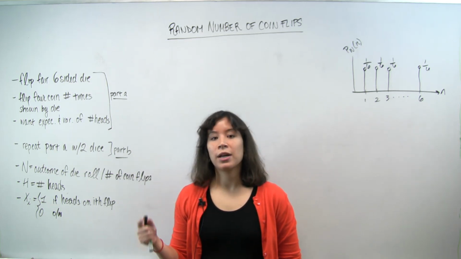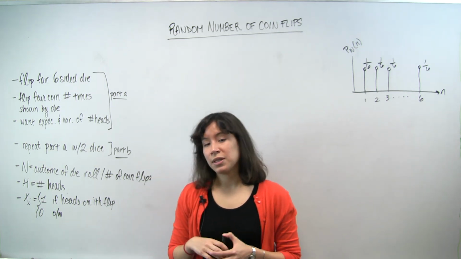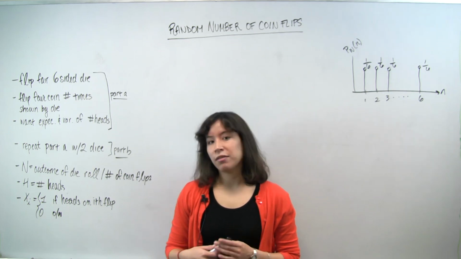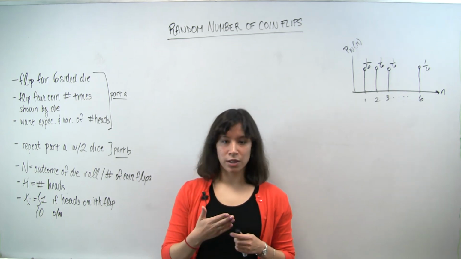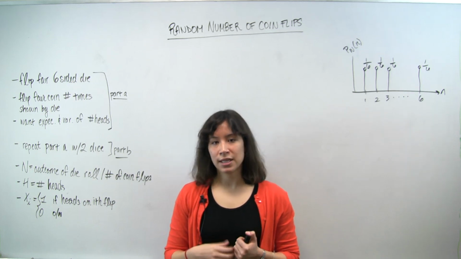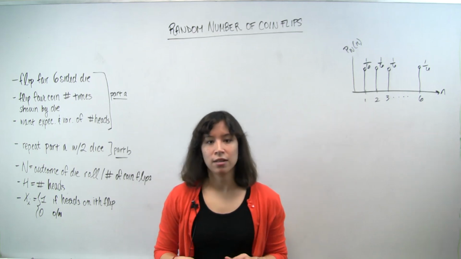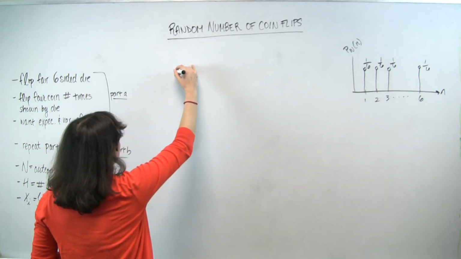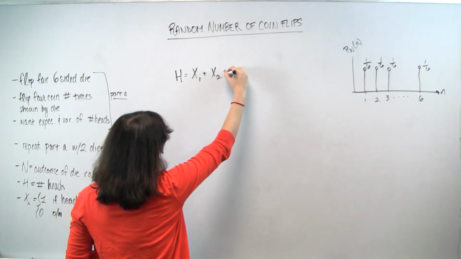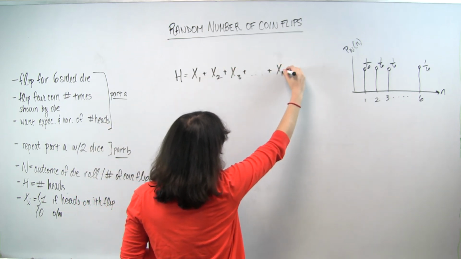If it's heads, you add 1 to 0, which I'm going to call your running sum. If the first flip is tails, you add 0. And similarly, after every trial, if you see a heads, you add 1 to your running sum. If you see a tails, you add 0. And in that way, we can precisely compute h. So the mathematical statement of what I just said is that h is equal to x1 plus x2 plus x3 all the way through x sub n.